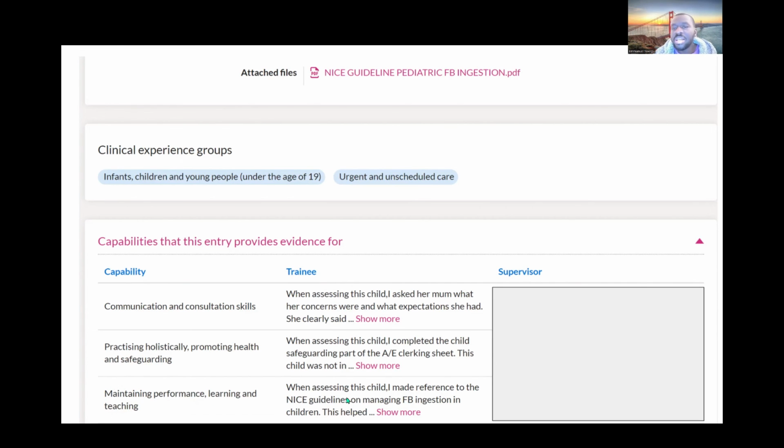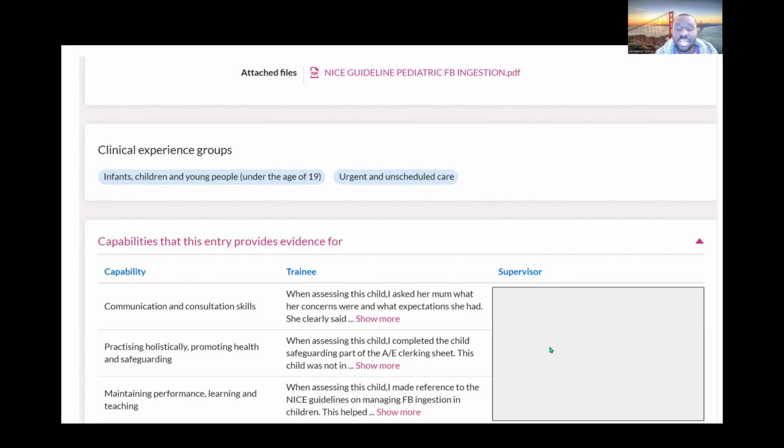Then maintaining performance, learning and teaching. Of course, I spoke with my consultant. I gained more knowledge by discussing this case with my consultant, and also by making reference to the NICE guideline. So I also chose maintaining knowledge because I had learned more, I had improved my knowledge base. I've hidden what my supervisor wrote because I've not gained his consent. I've not got permission from him to share his input on my portfolio, so I've just screened it out.